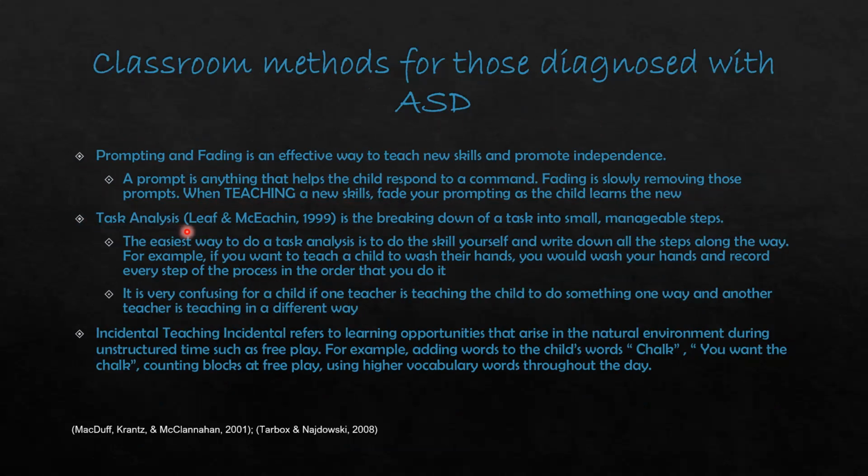Then we have task analysis. Basically, the easiest way to do a task analysis is to do the skill yourself and then write down the steps as you're doing it. And then you would break it down, right? So this is a big one. All right, and then also remember, every teacher working with the child needs to be doing the exact same task analysis. All right, it's confusing for a child. Then we have that incidental teaching where basically it's just learning opportunities, adding words to the child's word, using higher vocabulary.